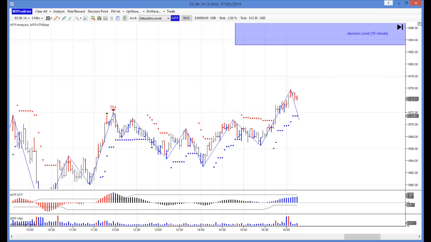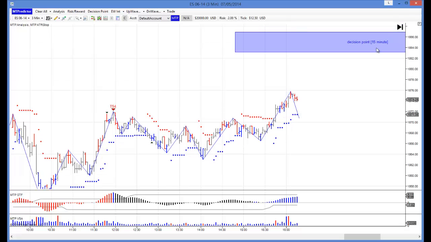So I want to just step through this and show you what we do at MTPredictor. This is using our MTP RT add-ons for NinjaTrader 7, which is what we've got here. So here I have a chart of the 3-minute ES. This is before yesterday even opened, and you can see that I had a 15-minute decision point resistance area up on our chart in advance. This is the important point. This was here before the market even opened.